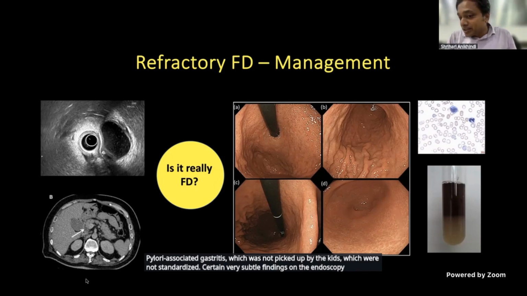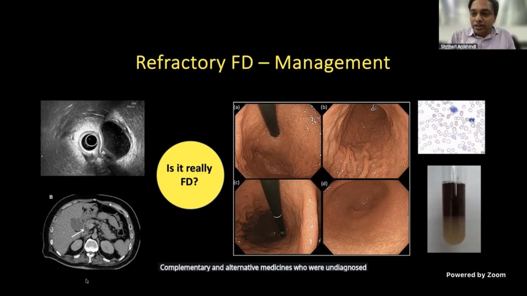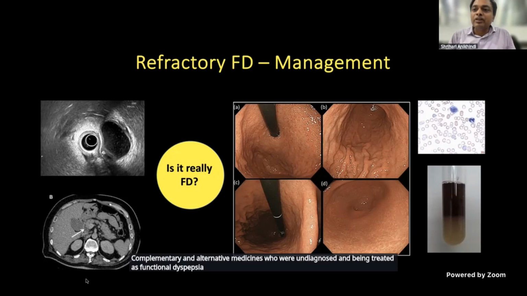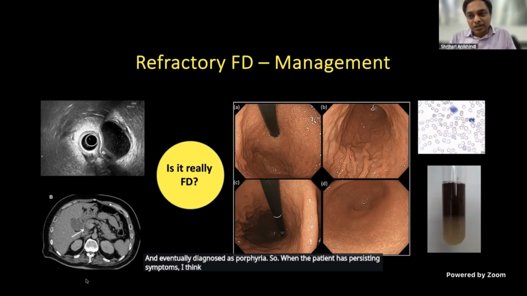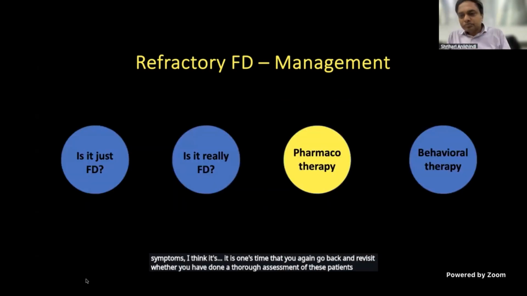We have had cases of lead poisoning, people who have been taking complementary and alternative medicines who were undiagnosed and being treated as functional dyspepsia for long. We have had patients with porphyria. In fact, I still remember 2 patients with porphyria who were being treated as functional dyspepsia for a long period of time and were eventually diagnosed as porphyria. So when the patient has persisting symptoms, it is time that you go back and revisit whether you have done a thorough assessment of these patients or not.